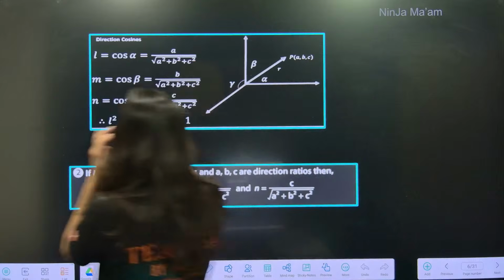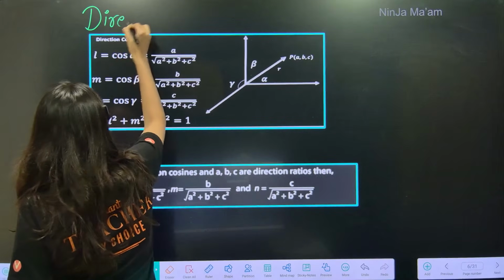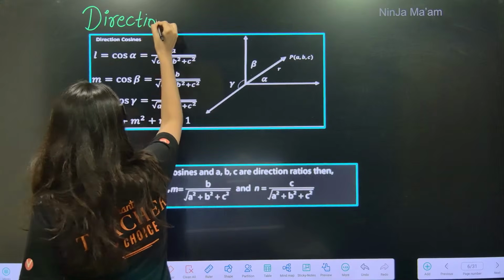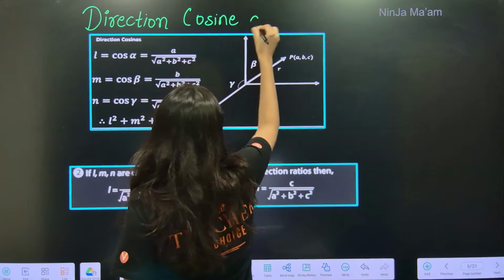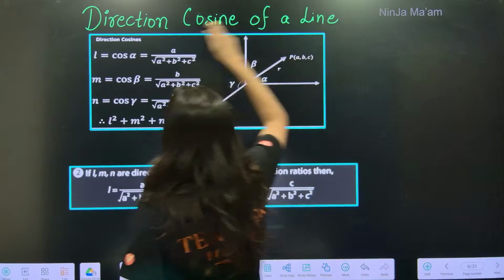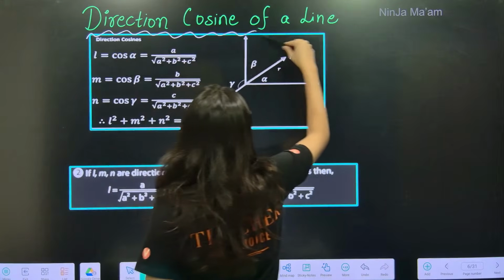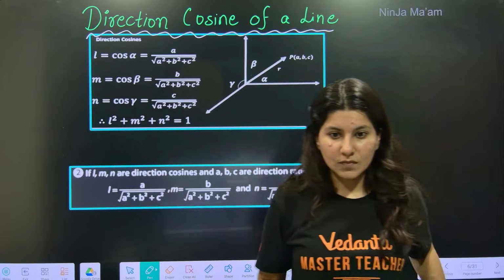Direction cosine and direction ratio of a line. Direction cosine of a line. All right, so this is how it is.